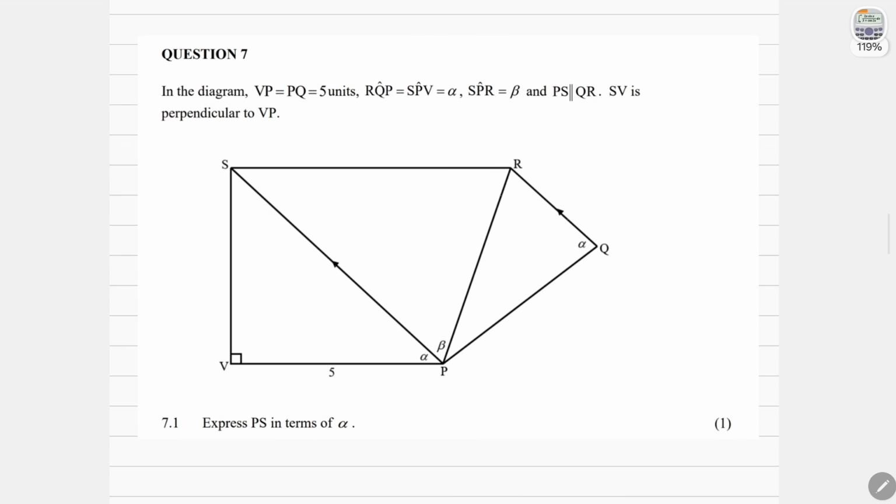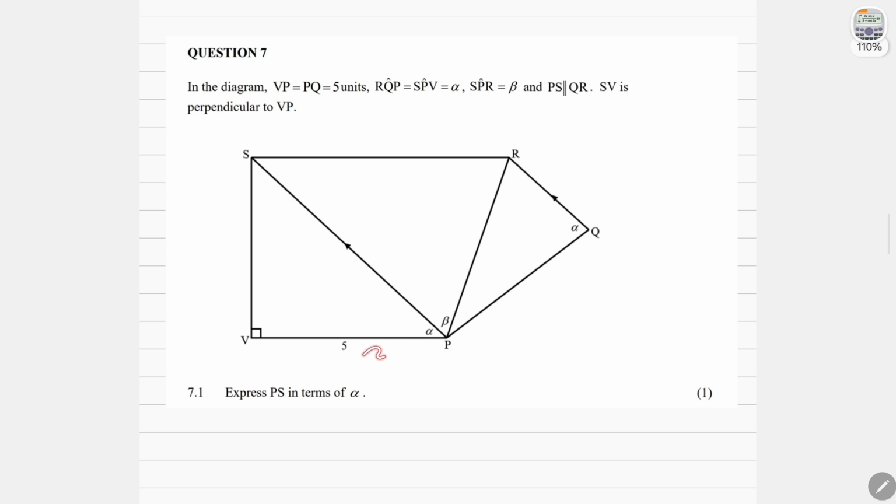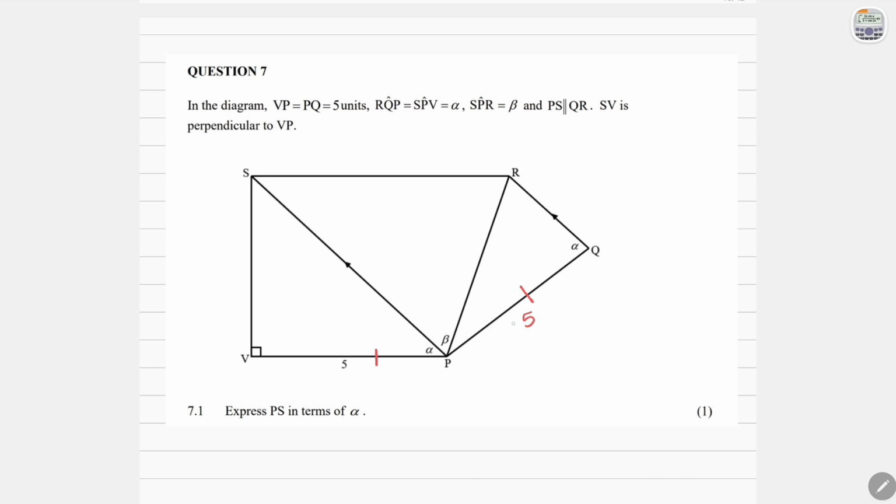Question 7 says, in the diagram, VP is equal to PQ, and they're both equal to 5 units. So these two lines are equal and they are both 5 units. And then they tell us that PQR is alpha. So we have alpha over there, which is equal to SPV, which is also alpha. And SPR is beta. So this is beta.